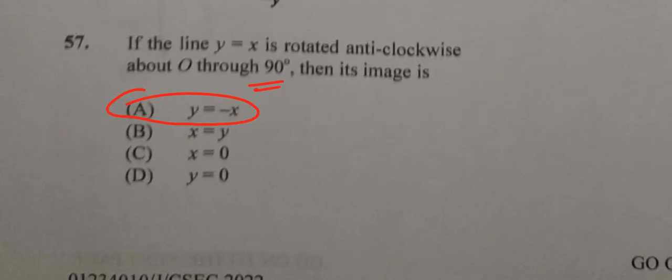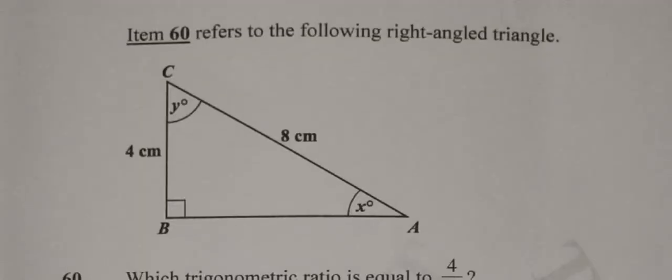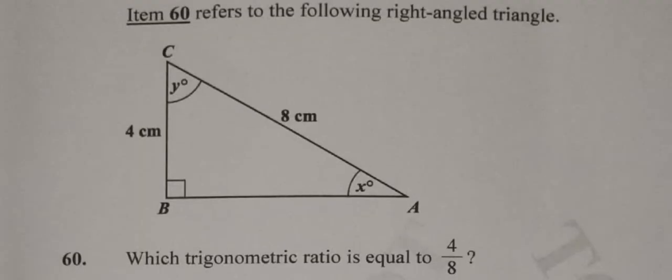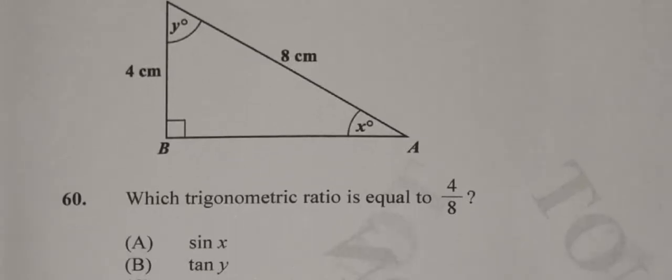The last one. It says, if the line y equals x is rotated anticlockwise about... oh, that one is for the finish word. I'm looking for 60 now. All right, so here we have a right angle triangle, and it asks which trig ratio is equal to 4 over 8.